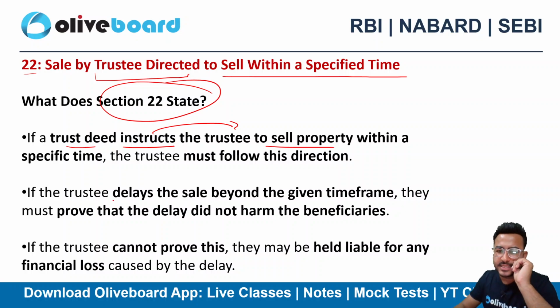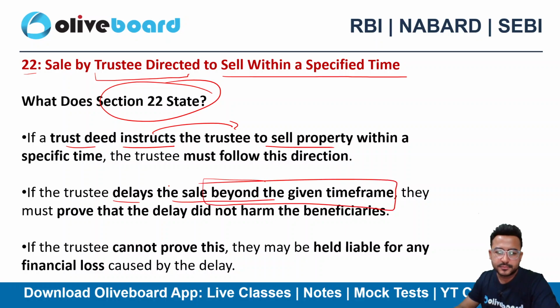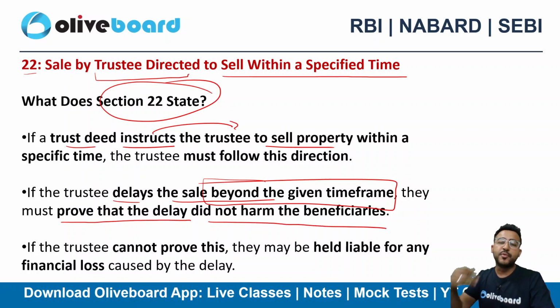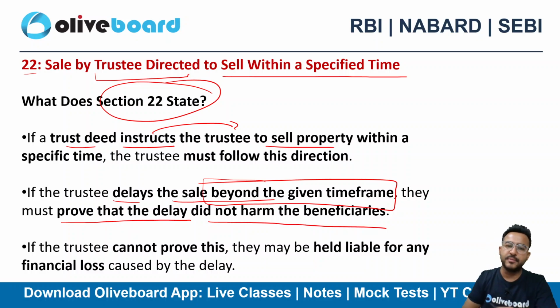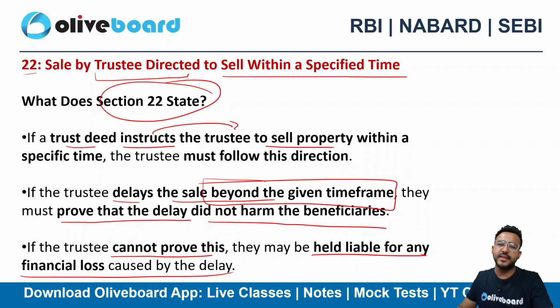If the trustee delays, let's suppose I delayed and didn't sell that thing and crossed the time limit, then I need to prove that the delay did not harm the beneficiaries. मुझे prove करना पड़ेगा कि मेरी वजह से जो delay हुआ है, that's not harmful for the beneficiaries. If the trustee cannot prove this, then I am personally liable for any financial loss caused by the delay. अगर मैंने नहीं बेचा टाइम से, right?